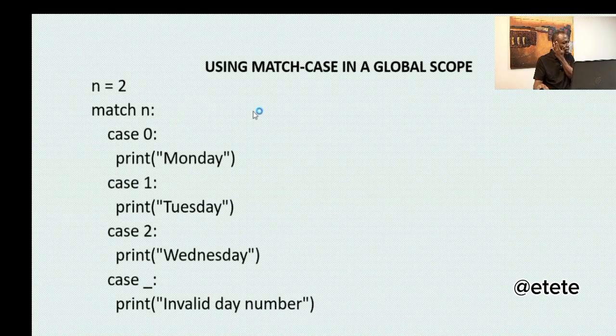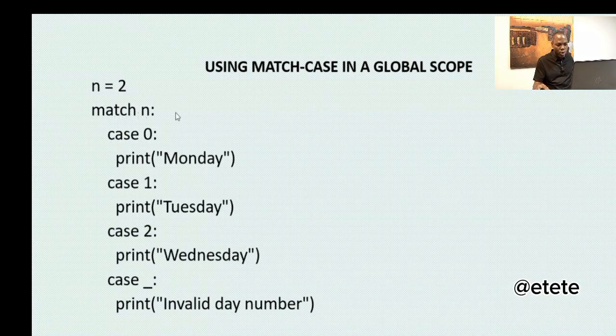Now, I am using match case in a global scope. I'm going to use this match case in two different places. I'm using it in the global scope first, which means it's not inside a function. So I create a variable, which is n, and I supply 2 to it. Then I will match it. So I am supplying this expression, which is this variable, to this match.